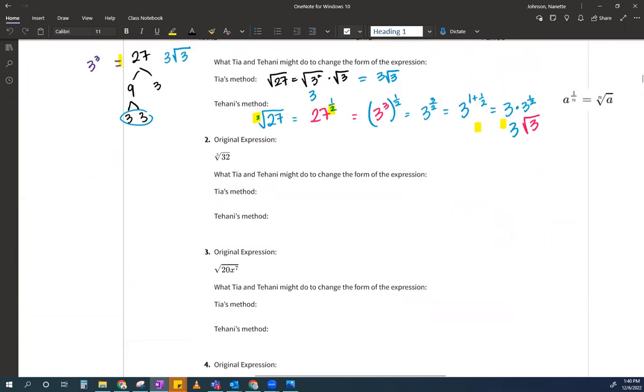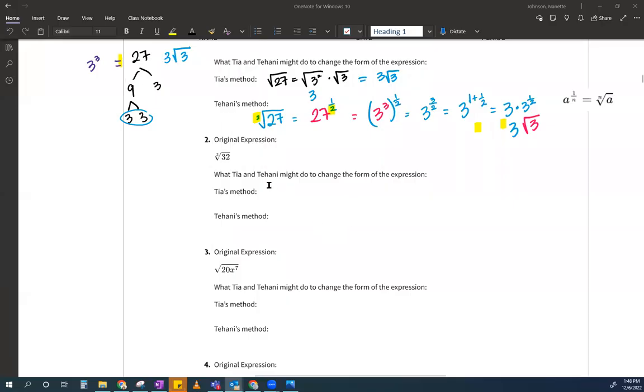All right. I'm going to pause. You are going to try it. Okay. So we're going to do this last example, and then you guys are going to be able to try a little bit more for this. So our next example is Tia's method.